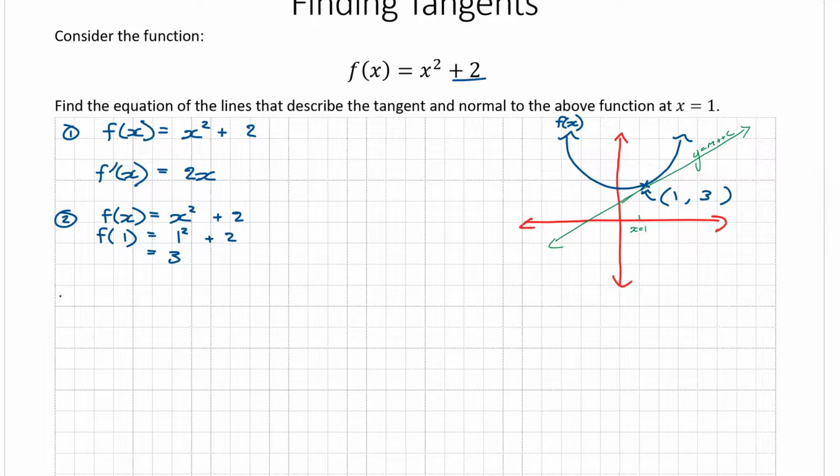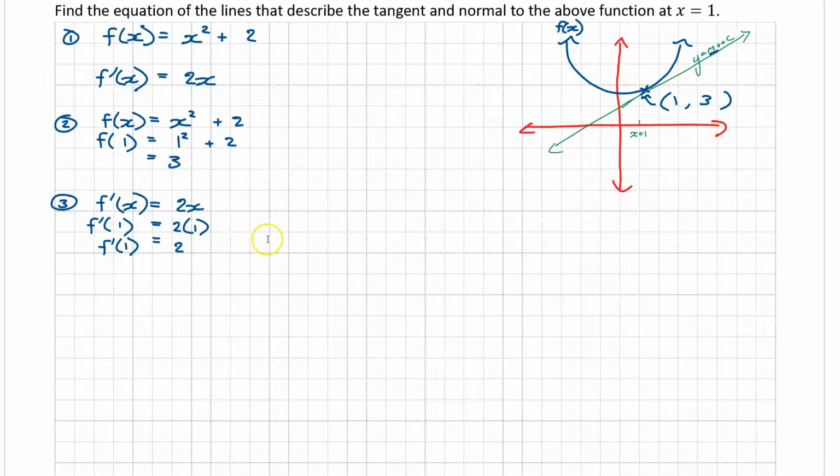Now going down to step 3, we're going to find the gradient. So what is this value of m here? If we know that f dash of x explains the gradient of the function for any given value of x, then it's simply a case of substituting in 1 in place of x. So 2 times 1, and therefore that is simply equal to 2. Too easy.